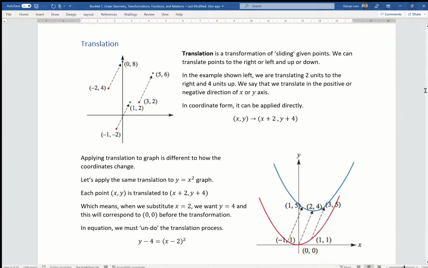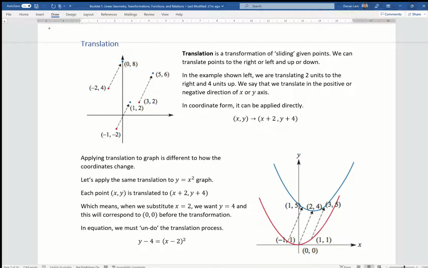The first one I'm focusing on is translation. This is page 6 now, by the way. Translation, you already know, is the sliding of a given point. We translate it right, up, left, down, or a combination of those as well. In the example shown on the left, we're translating 2 units to the right and 4 units up. Pretty straightforward. Do note that if we translate, we're translating not just the point, but the rest of the points as well.